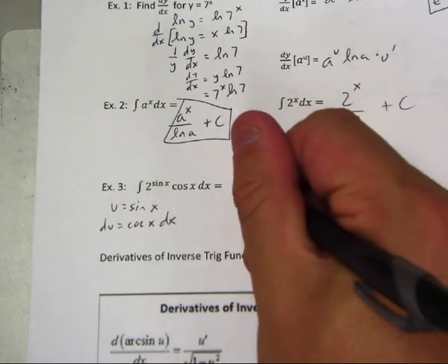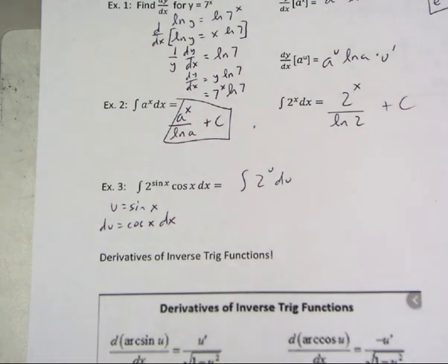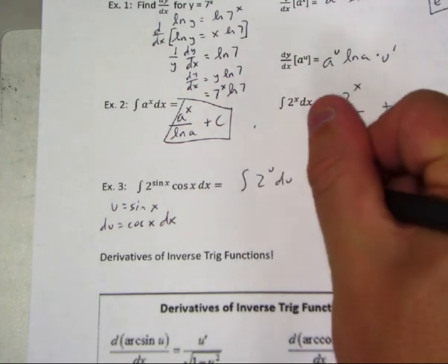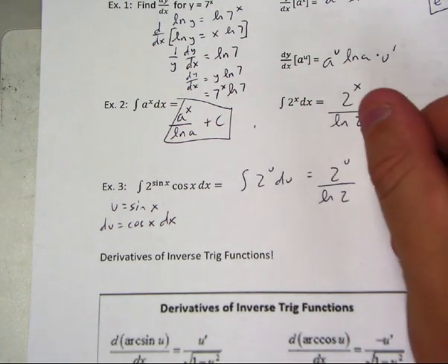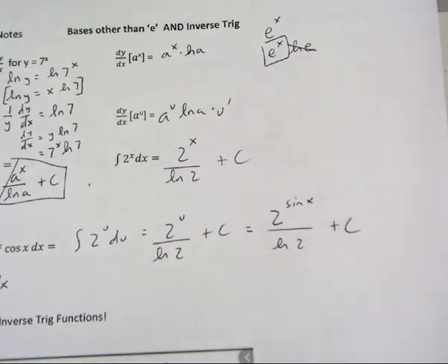So now we have the integral of 2 to the u du. And we are essentially in the same exact place as we were in the previous problem. So now the integral of this is going to be 2 to the u divided by natural log of 2 plus c, and then replace the u. So 2 to the sine of x divided by natural log of 2 plus c. Fun stuff. Okay.